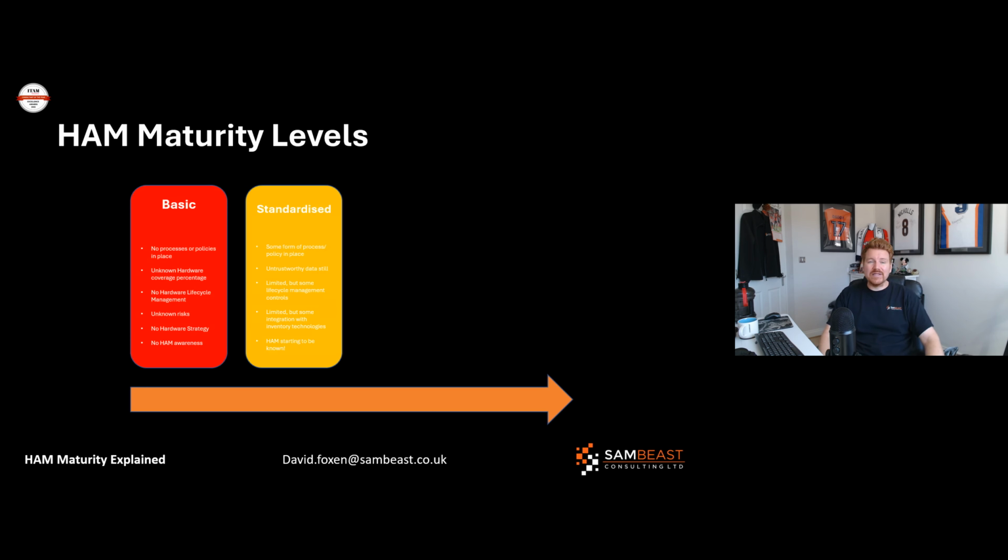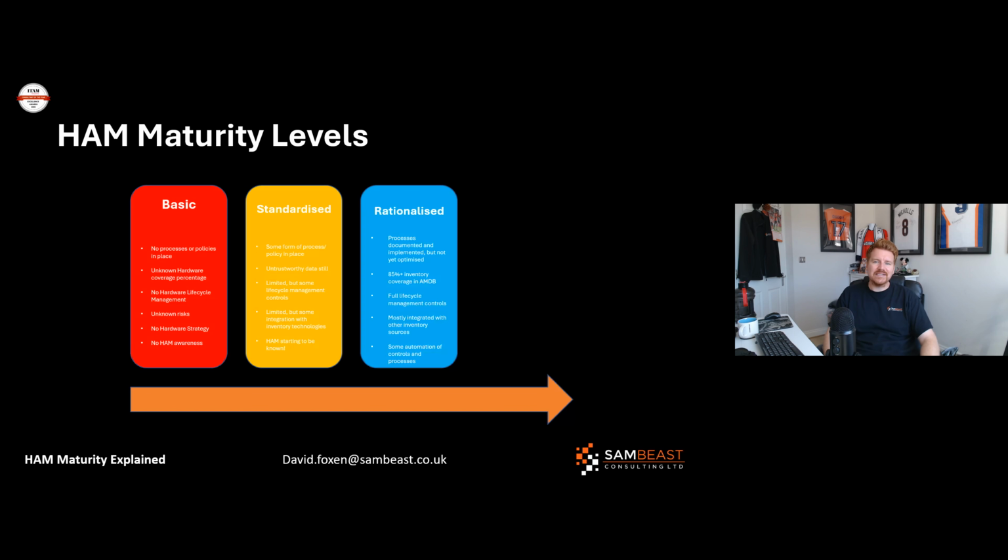Moving on to standardize. There's some form of process and policy in place. Data still untrustworthy. Limited but some lifecycle management controls, limited integration with other inventory tools, but you do have some, and it's better than basic. And HAM starting to be known within the organization. Processes are documented and implemented, but not yet optimized.